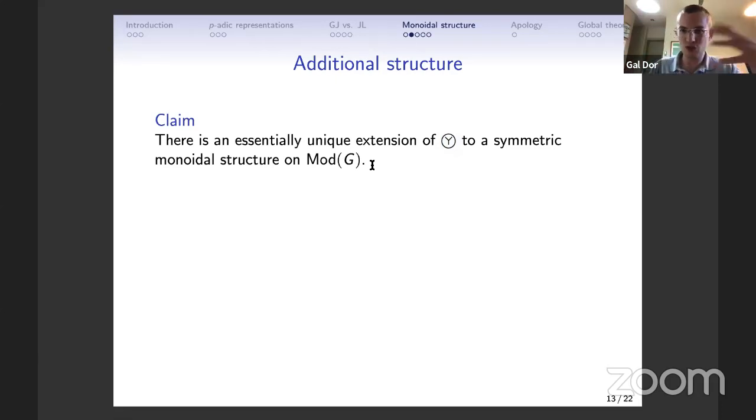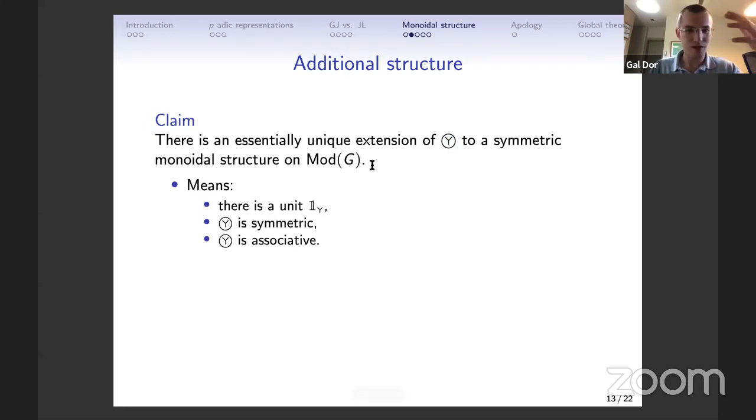And just to explain what this means: there is some object, some G module, which is a unit, so that when you use the Y product of this unit with anything else, then it stays whatever the anything else was. There's a canonical, so that's one thing. It means that the functor is symmetric. It means that it is associative. Now, when you have an algebra, then being associative or having a unit is a property.